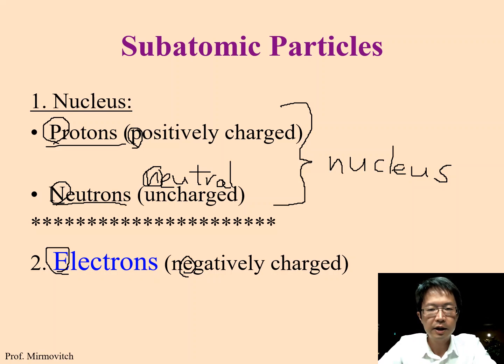Electrons, on the other hand, just surround the nucleus. The relationship between nucleus and electron is like the Earth and the Moon. The Earth is like the nucleus, the Moon is like the electrons. Or you can also think about the Sun and the Earth. The Sun is the nucleus, the Earth is the electron. So electrons move around the nucleus.